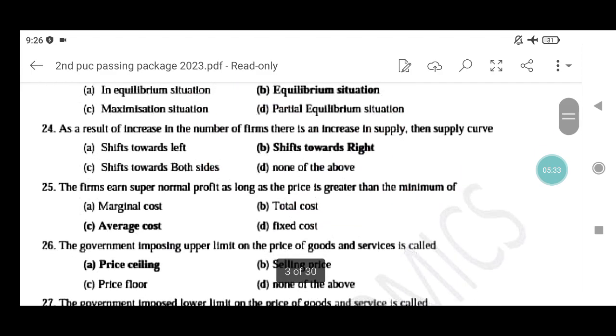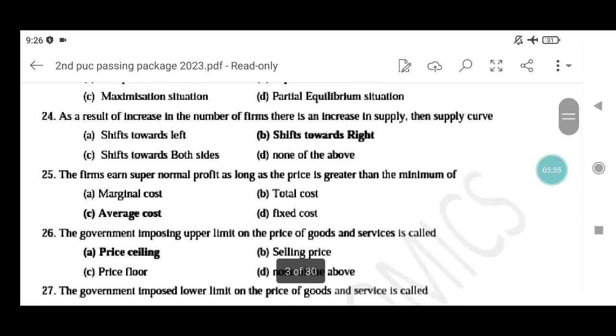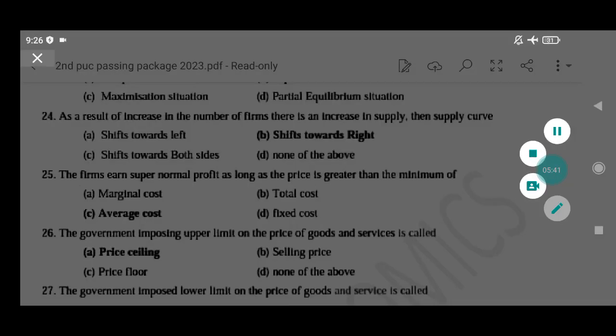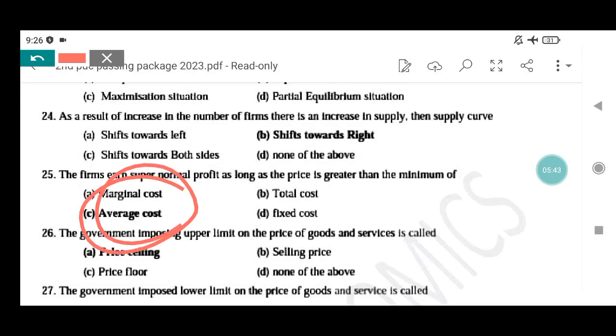Next one. The firm earns supernormal profit as long as price is greater than the minimum of average cost. What is supernormal profit? Above normal profit, so it is achieved only when average cost is lower than the price.